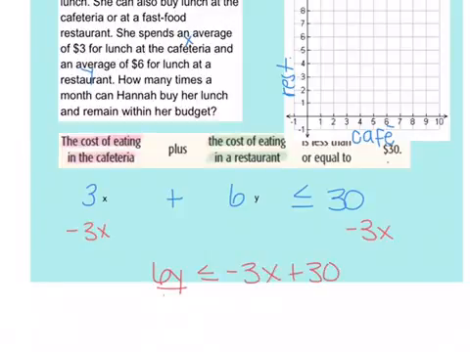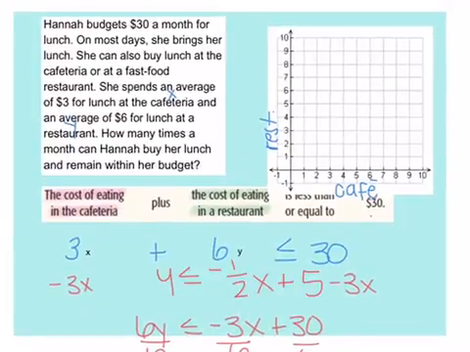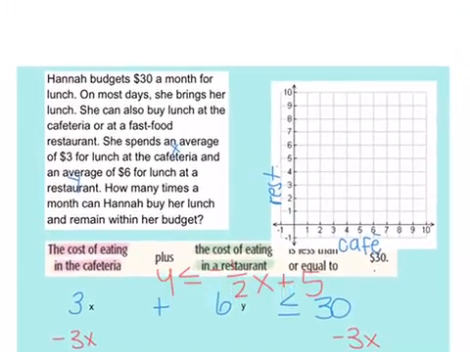And now I have to divide by 6 from everything here. So I'm going to end up with y is less than or equal to negative 3 over 6, I can reduce down to 1 over 2, x plus 5. So with this inequality, I'm now going to go ahead and graph it. So I have negative 1/2 x plus 5. So I'm going to go ahead and begin at my 5. I'm going to move down 1 over 2. Remember, the negative tells me I can go down.